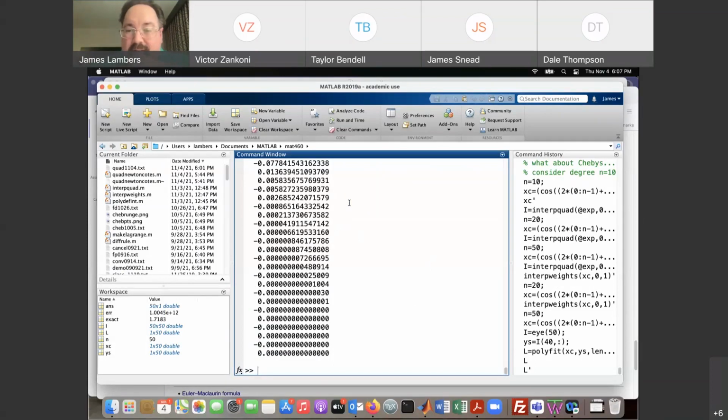So, questions on what happened here? So Clenshaw-Curtis did work up to a point, but this just didn't amount to a good implementation.